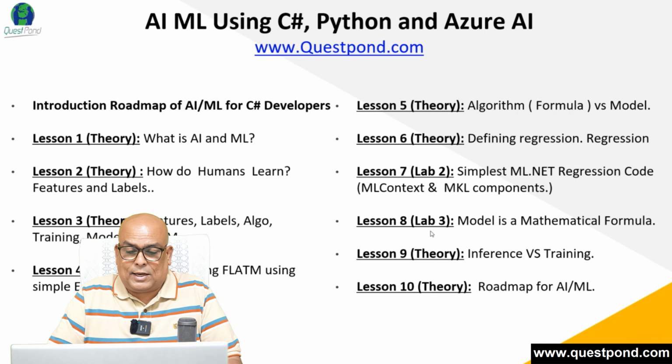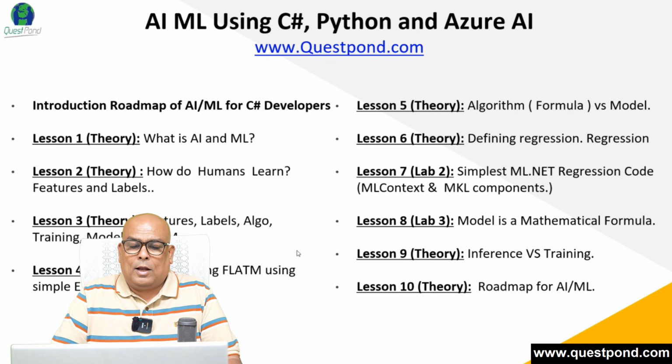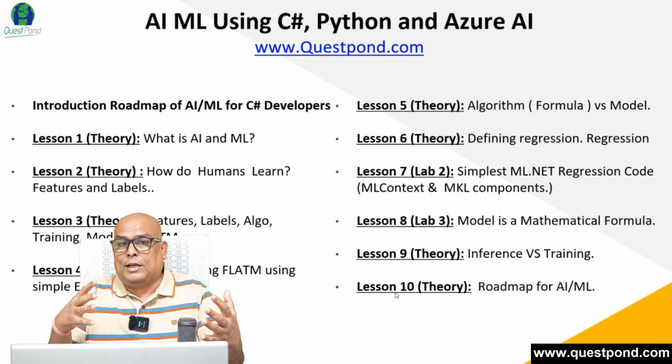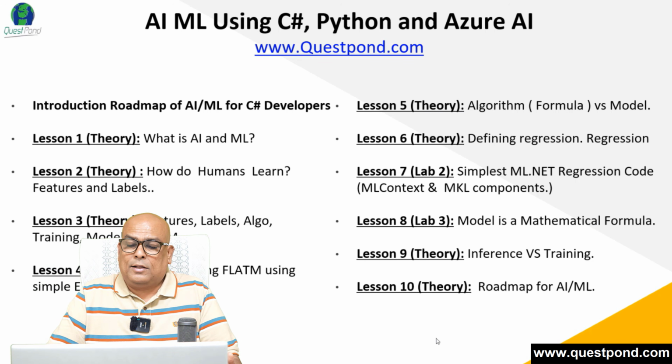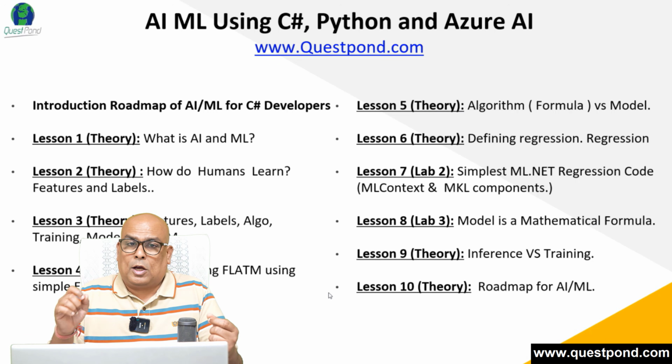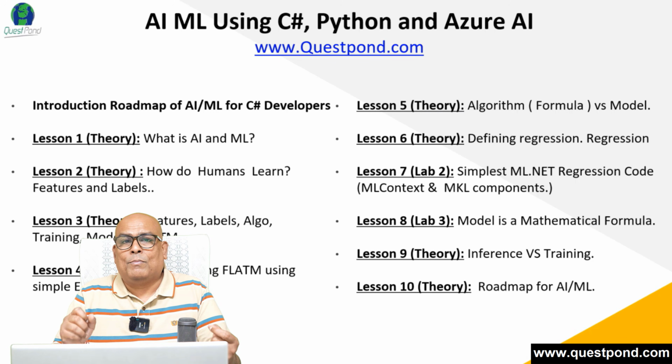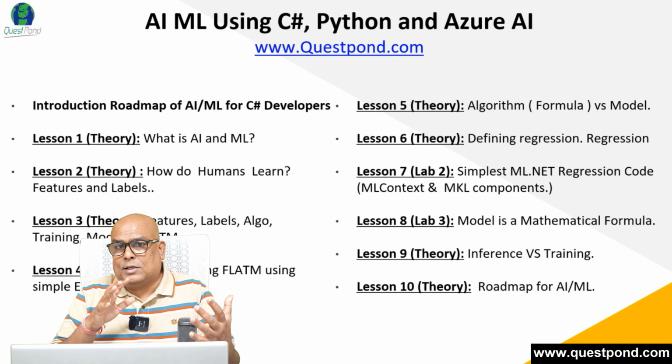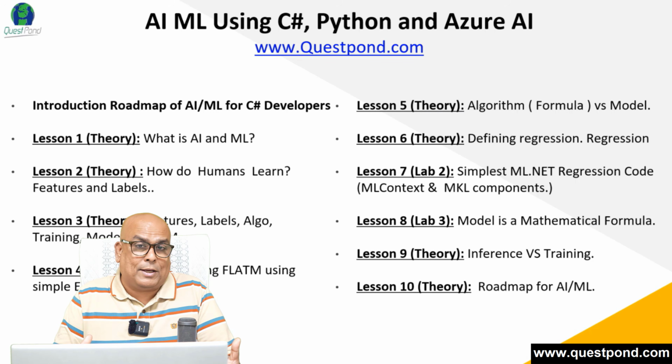So that's going to be lesson 8, and in lesson 9 we will talk about inference versus training. After the 9th lesson, when you understand the difference between inference and training and what exactly a model is, we will talk about the roadmap for AI ML for C# developers. Also, I will answer the question out there: does a C# developer have to learn heavy Python when it comes to AI ML? So for now, let us get started with lesson 1, which is theory.